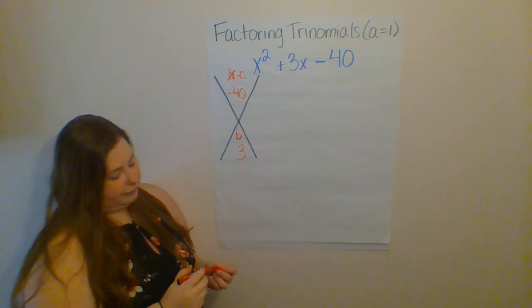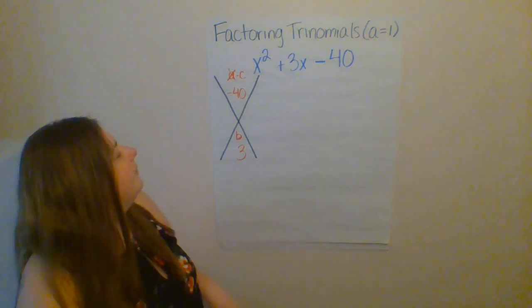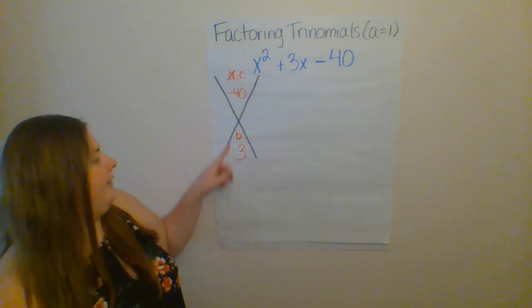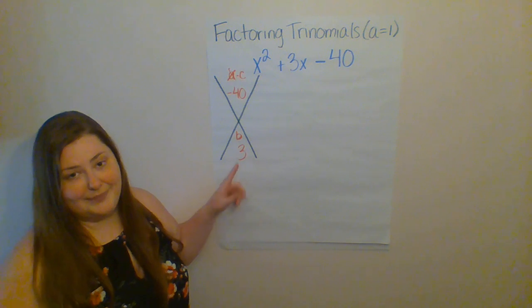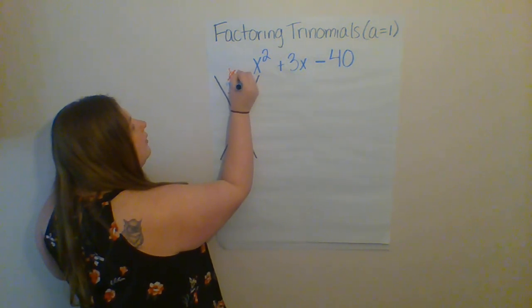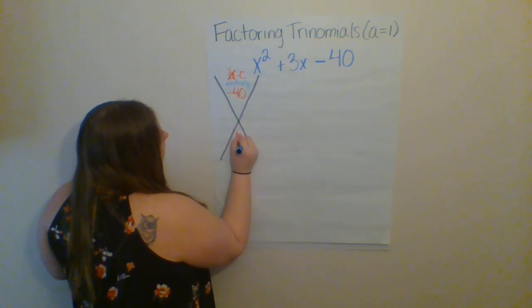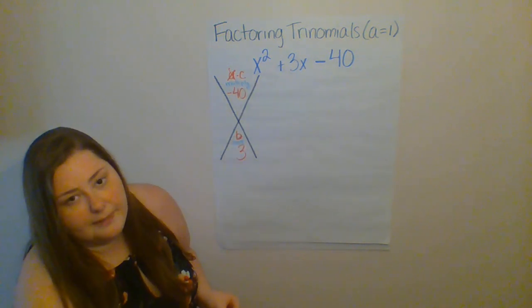In the bottom of our x, we're going to put our b, which is 3. So now, we need to find two numbers that multiply to negative 40 and add to 3. So they have to multiply to negative 40, and they need to add to be 3.